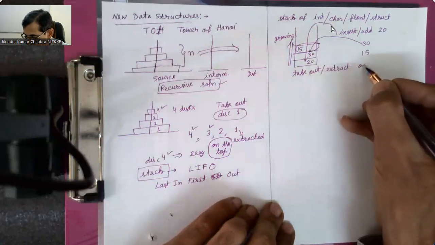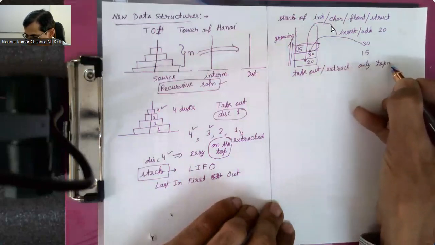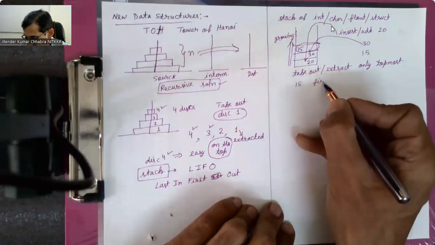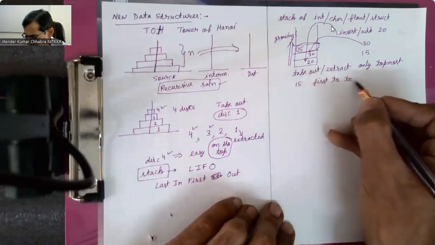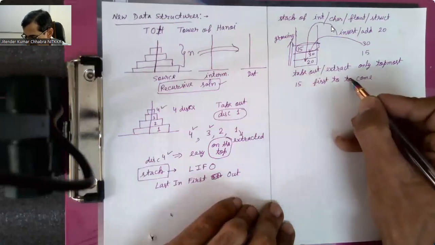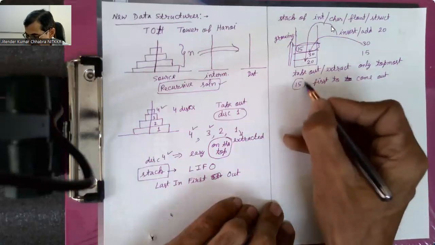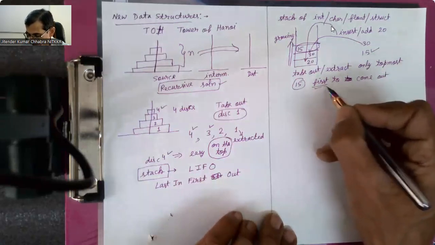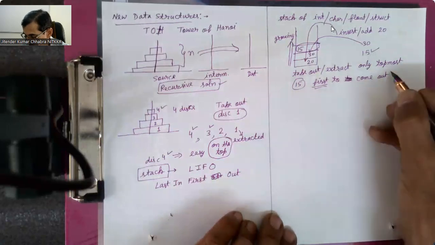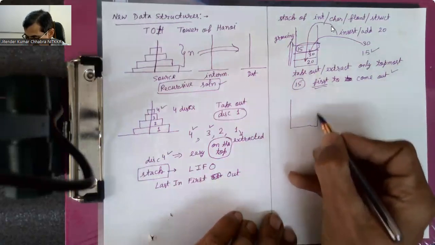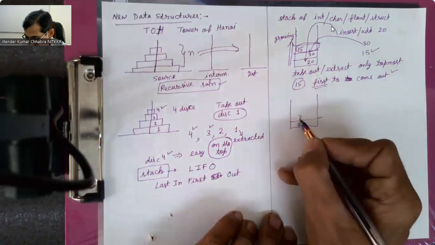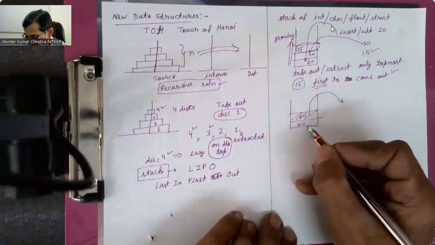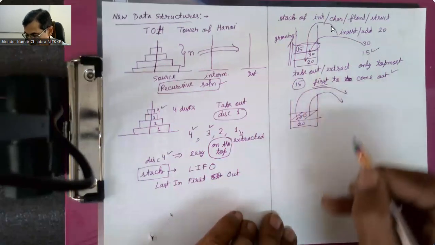Only one at a time and only topmost. So in this case, guaranteedly, the 15 will be the first to come out. And this is precisely what LIFO means. 15 was the last to be inserted and the first to come out. Last in, first out. Once you take out 15, your stack is left with 20 and 30. Now 30 can come out, 30 removed, and only after that 20 can come out.